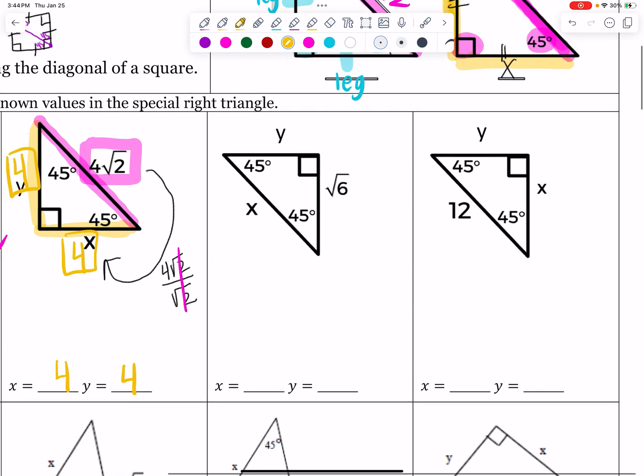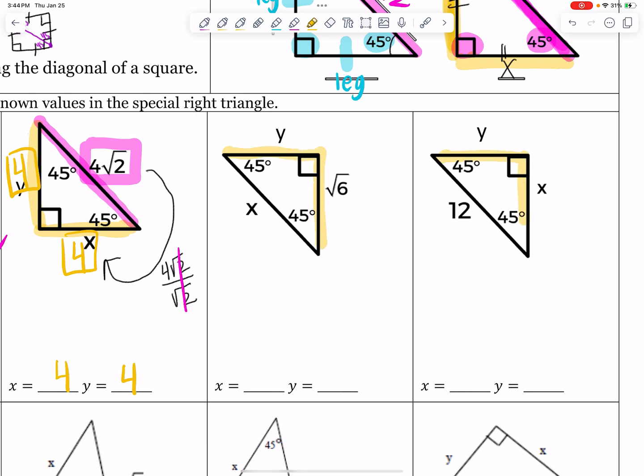Okay, let's go to our next two problems. Here are my legs, color coding. I'll go ahead and do that to this one as well. Here is my hypotenuse. I am given a leg. One of my legs is root 6, so the other leg is also going to be root 6, so let's fill that in. So y is root 6.